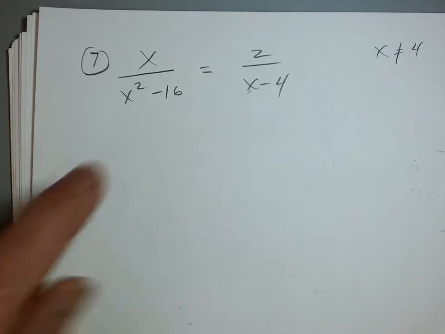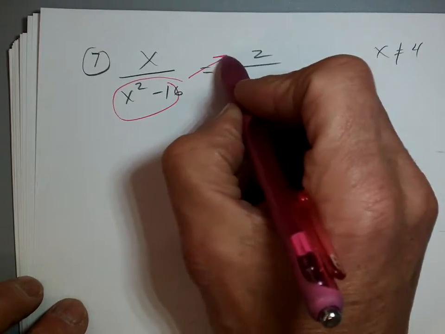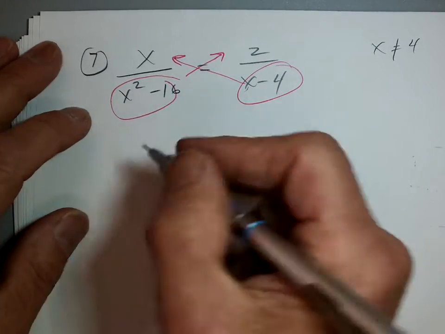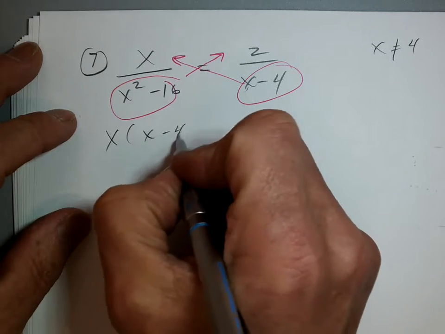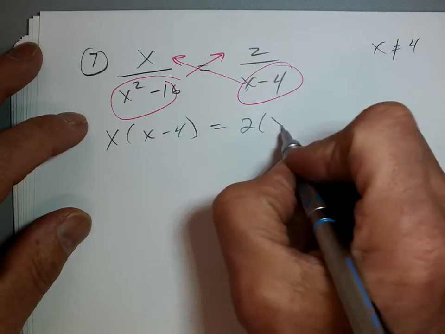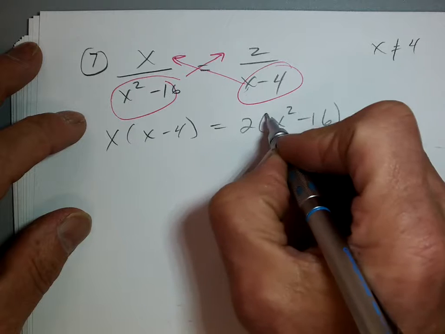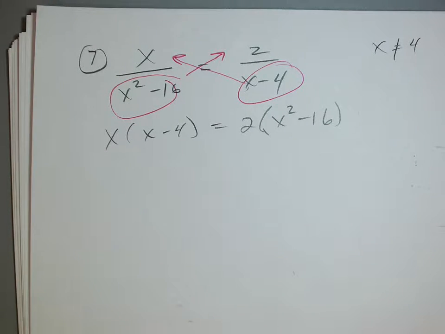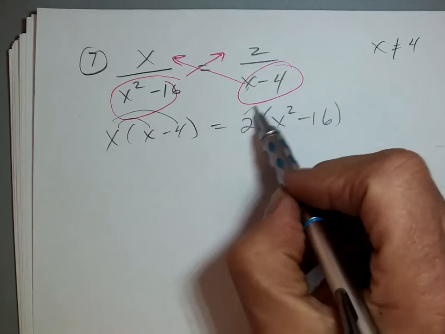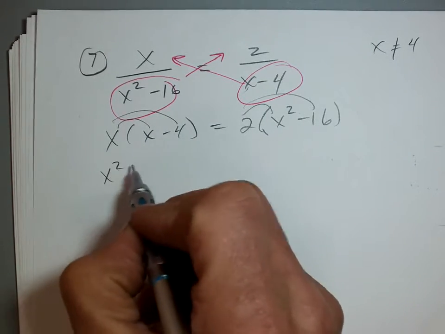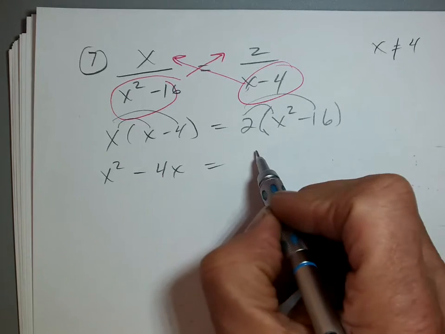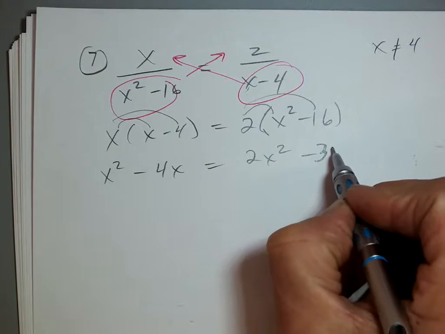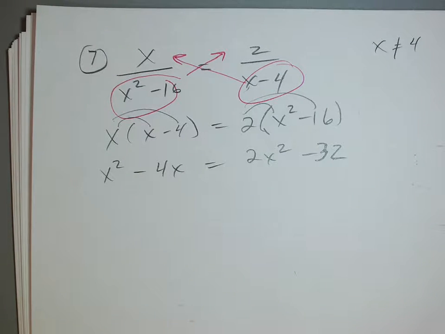So fraction equal to fraction. I'm going to cross multiply. And I'm going to get x times an x minus 4 equals 2 times an x squared minus 16. Okay, how am I doing? So just cross multiplied, right? I'm going to distribute on both sides. x squared minus 4x equals 2x squared minus 32, right? Okay, I've got to solve for x.